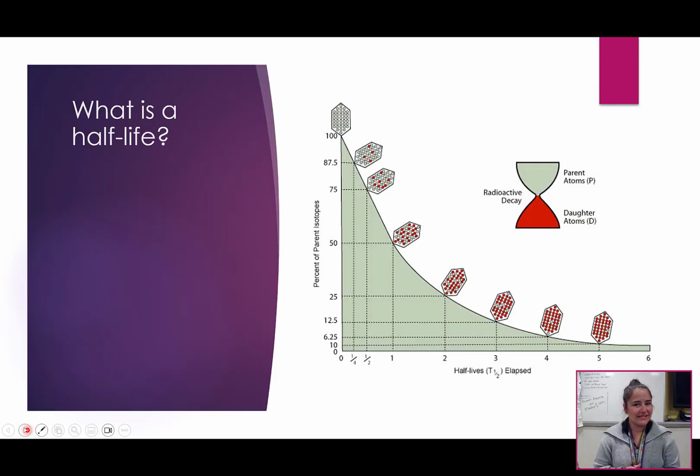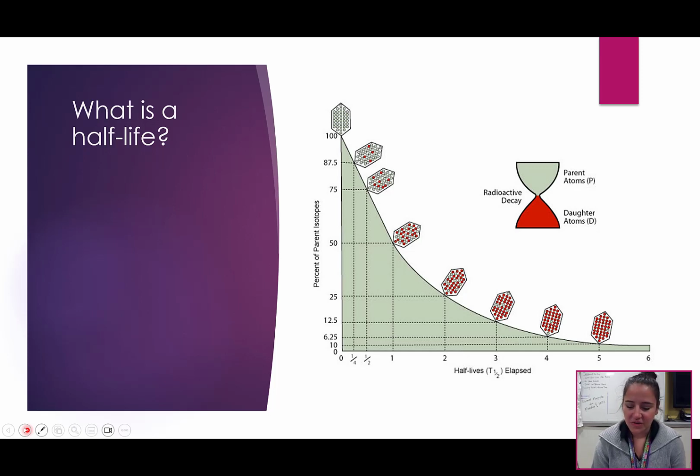So last thing we're going to talk about is half-life. Half-life is how these radioactive isotopes and these decay reactions are actually used to learn things about the world, like how long ago the dinosaurs lived, or how old the moon is, or how long ago this mummy died.